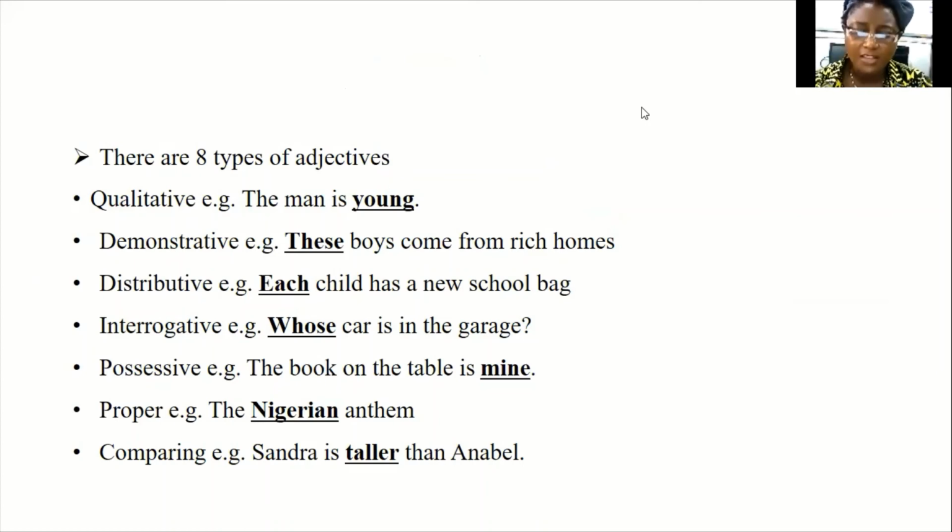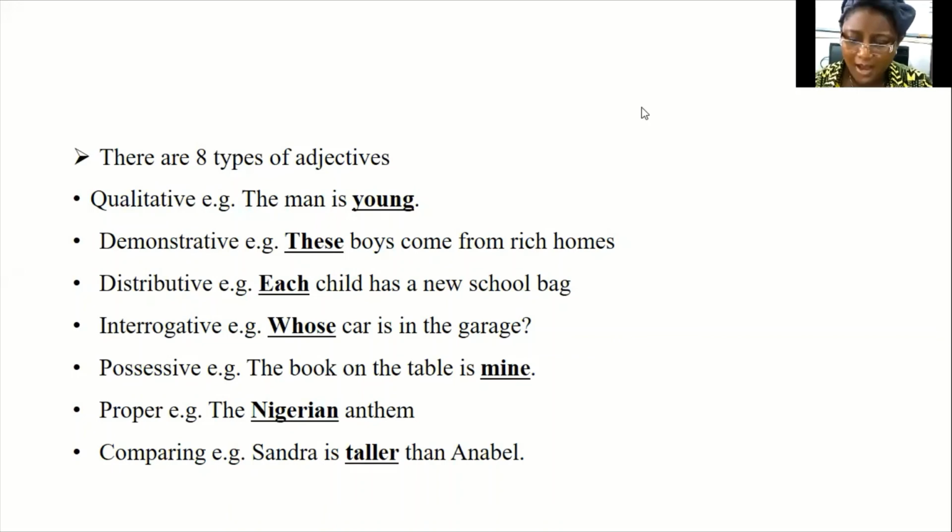The man is young, qualitative adjective. Young is a qualitative adjective in this sentence. These boys come from rich homes. These is a demonstrative adjective. Each child has a new school bag. Each is a distributive adjective.